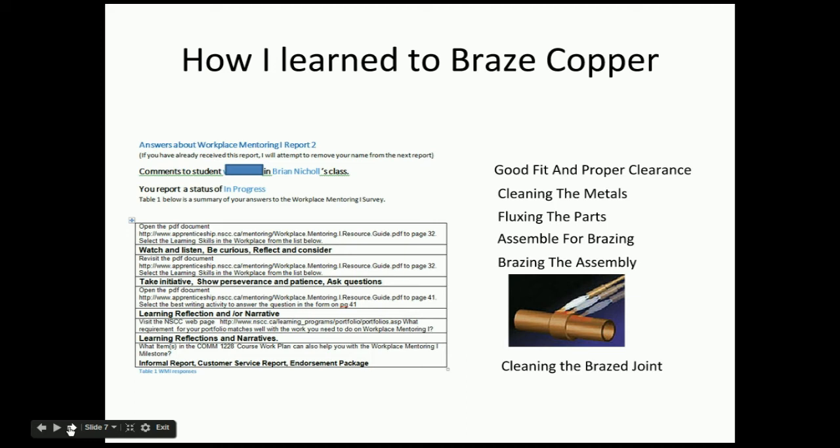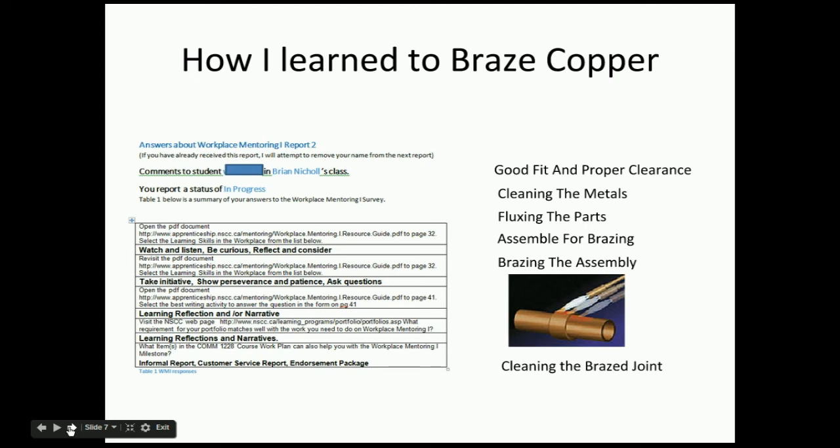The quiz we did a couple of weeks ago asked you to go to the Workplace Mentoring document, and on page 32 you were able to pick up, like this particular slide shows, the 6 learning skills in the workplace that the Workplace Mentoring 1 apprenticeship agency people believe whenever you learn something, you go through those 6 steps.